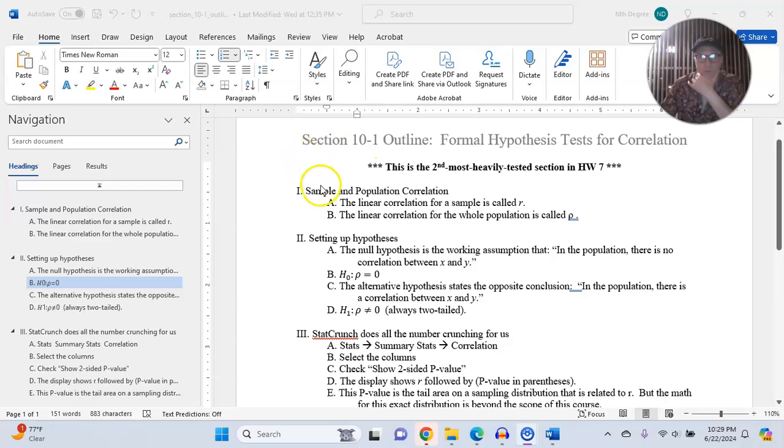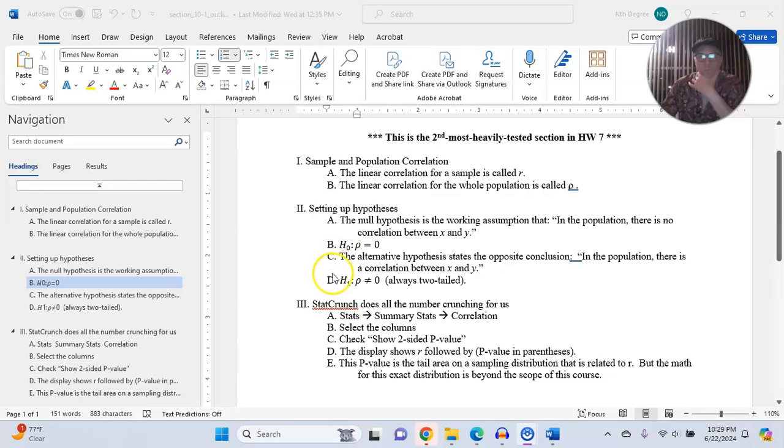So we're going to take a look at a few issues here. We're going to discuss the differences between the sample and population correlations. We're going to set up the hypotheses, and then we're going to let StatCrunch do all the number crunching for us. And then, of course, in the end, we'll have to interpret it.